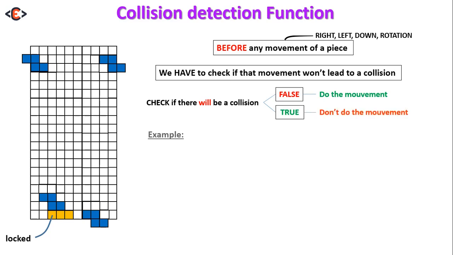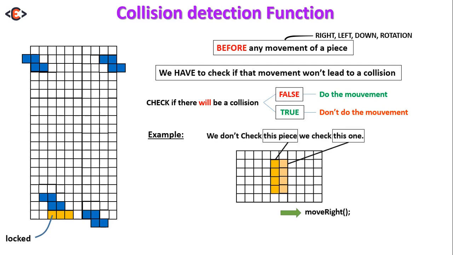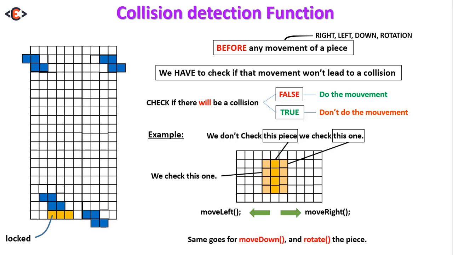Example, let's say we have our board and then this is the I piece. When we move the I piece to the right, then the piece will be in this place. Now the collision detection function has to check this one, not the actual piece, not the piece we are playing with, but it has to check if there is a collision with the piece after the movement. Same, when we move the piece left, the collision detection function needs to check this piece here. And the same goes for the move down and rotate the piece.